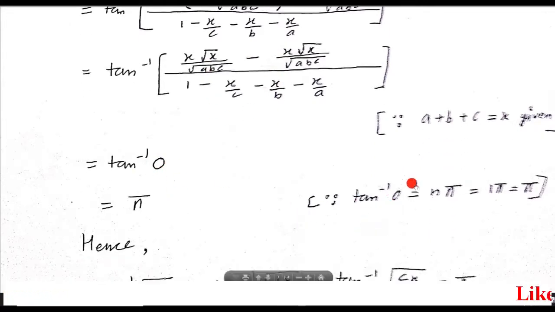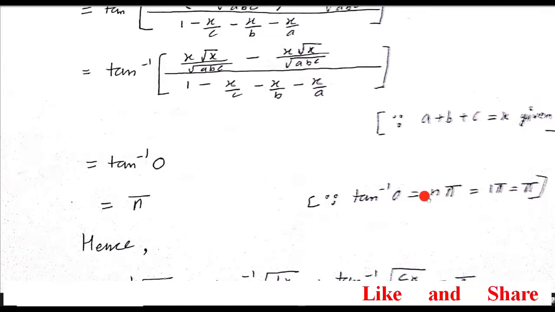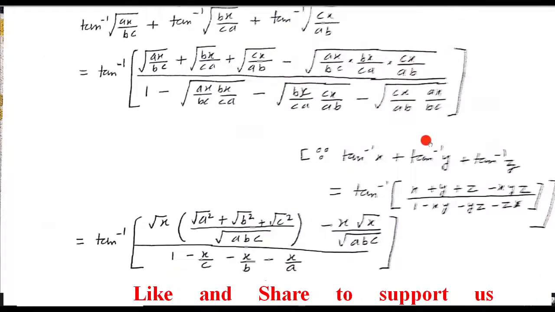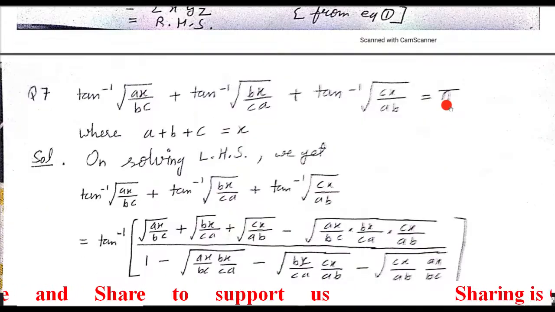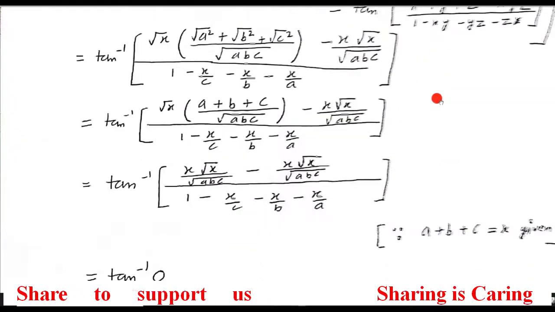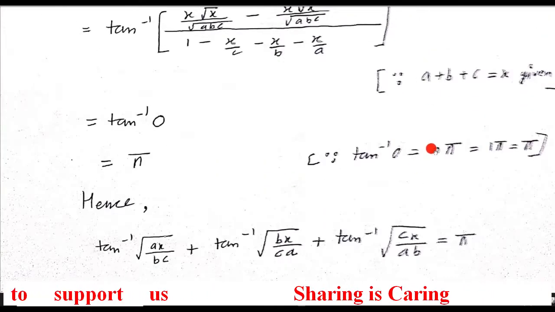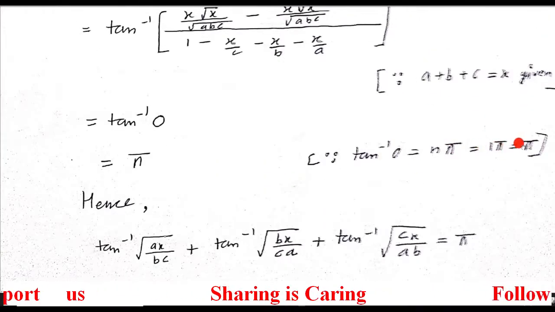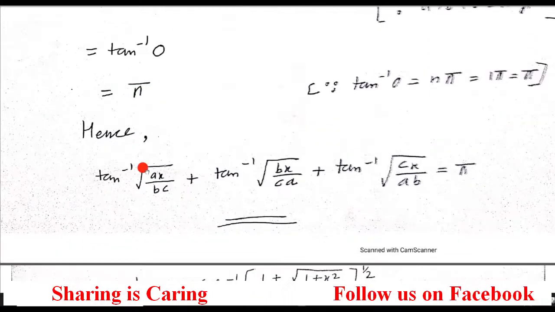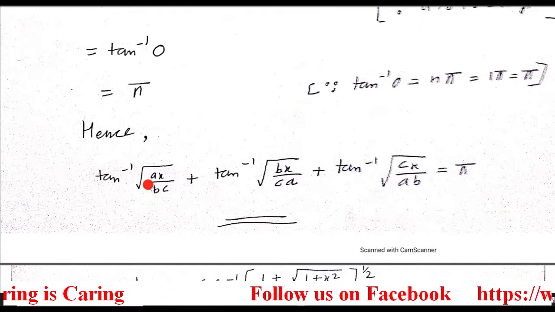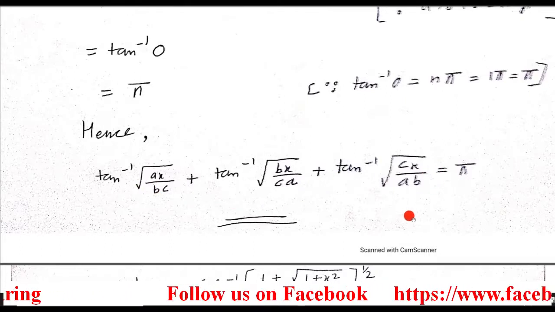And students, you know tan inverse 0's value is n pi, where n is a set of integers. So it can be anything, plus minus 1, plus minus 2, anything. But in the question, according to what we want, we will replace it. In the question we want pi, that is 1 pi. That's why in the formula instead of n we will replace it by 1, which will give us pi. So tan inverse 0 is pi. Hence we got our result, that the sum of these three terms is equal to pi. Thank you.